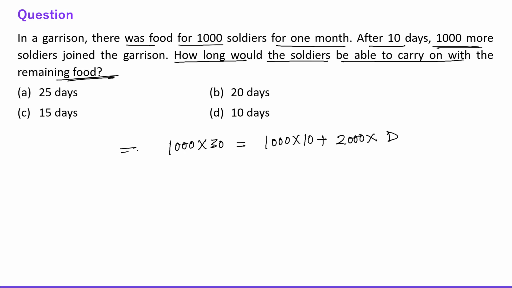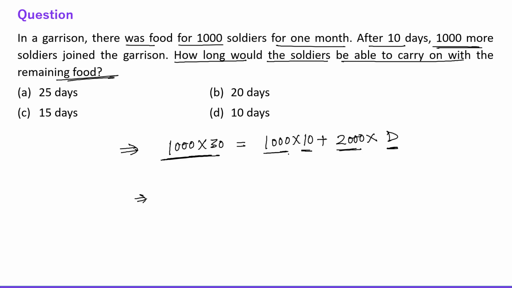See everyone, how we have formed this equation, let me tell you. For 30 days we have the food sufficient for 1000 people. 1000 people, 30 days food are there. So 1000 people consumed it for 10 days and now there are 2000 people, and now for how many days the food will last? This is the question, right? So we need to find the value of D.